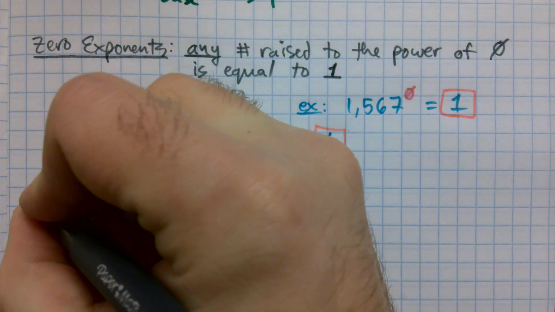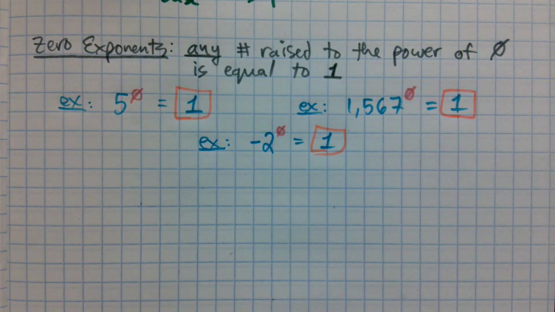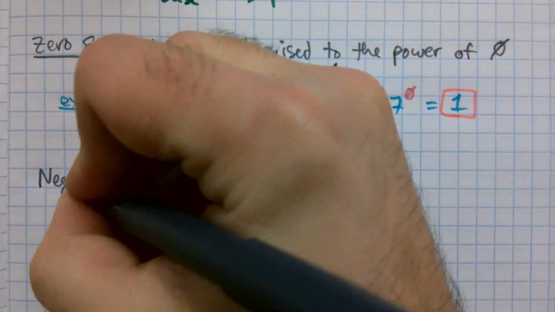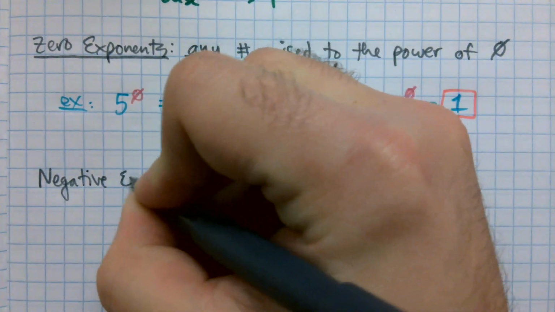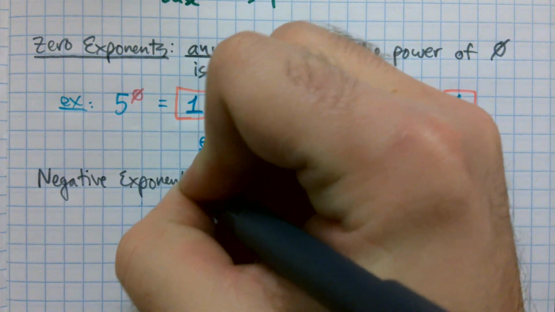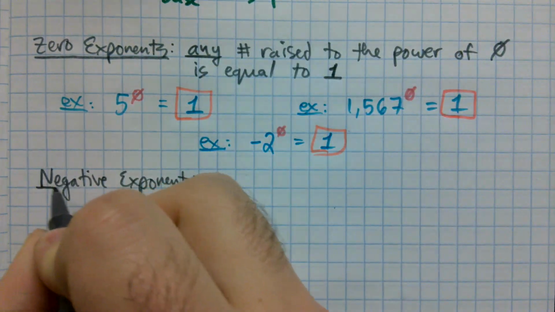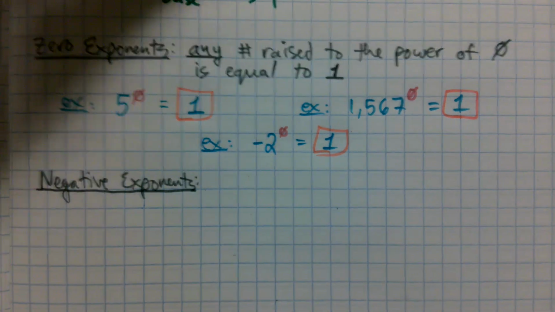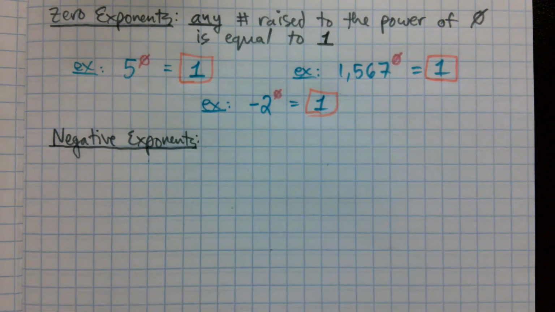Now let's do negative exponents. I'm a big fan of using step-by-step instructions to solve problems in this class. So, we're going to go through 4 steps to solve negative exponents.